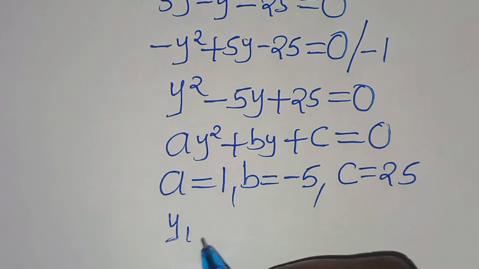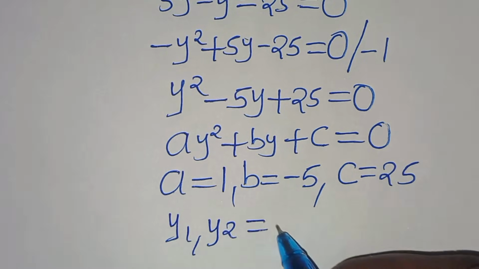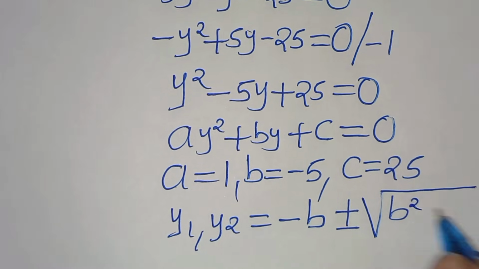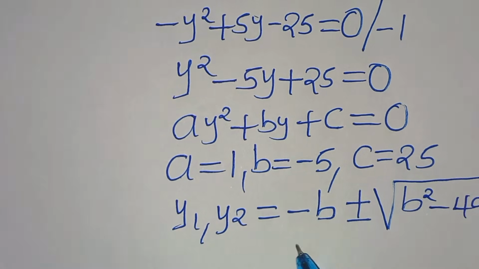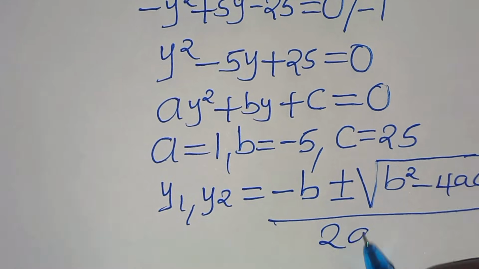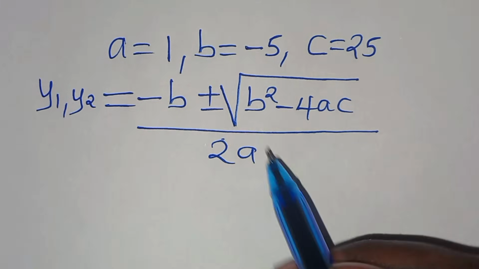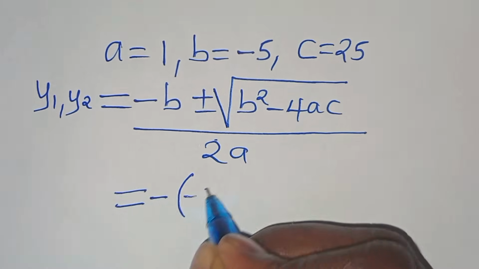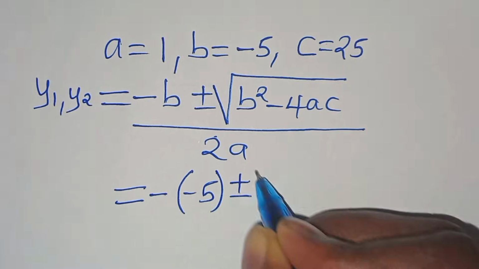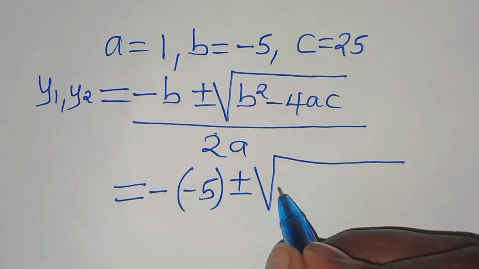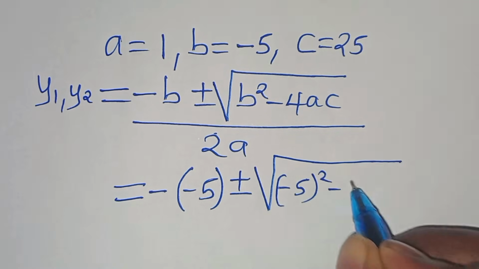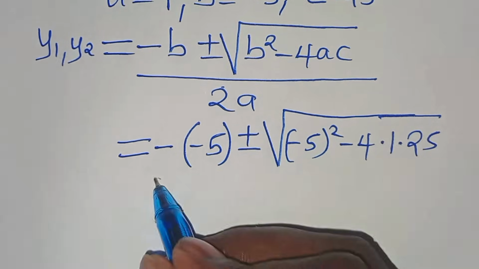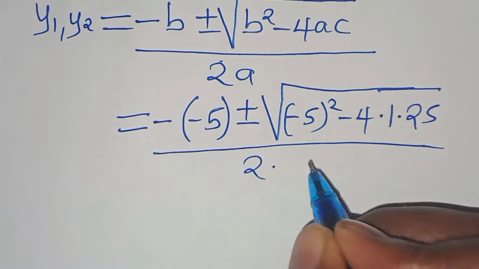To solve for y1, y2, we apply the quadratic formula here, which is minus b plus or minus the square root of b squared minus 4ac. Everything here divided by 2 times a. Now let's substitute the values of a, b, and c so that we have minus minus 5 plus or minus the square root of minus 5 squared minus 4 times a, which is 1, then times c, which is 25, then everything here divided by 2 times 1.